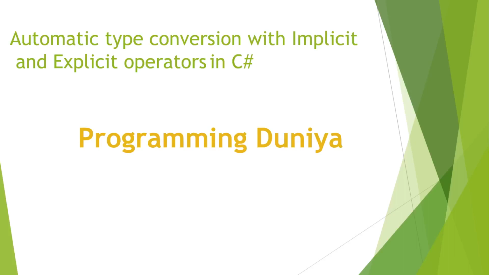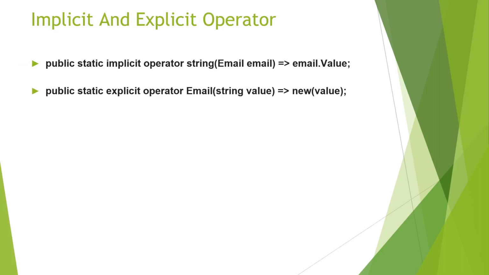Today we are going to discuss automatic type conversion with the implicit and explicit operators in C#. In C#, we have implicit and explicit operator overloading. With the help of that, magic can happen in C#: automatic type conversion. I'll explain the feature of implicit and explicit operator type conversion.